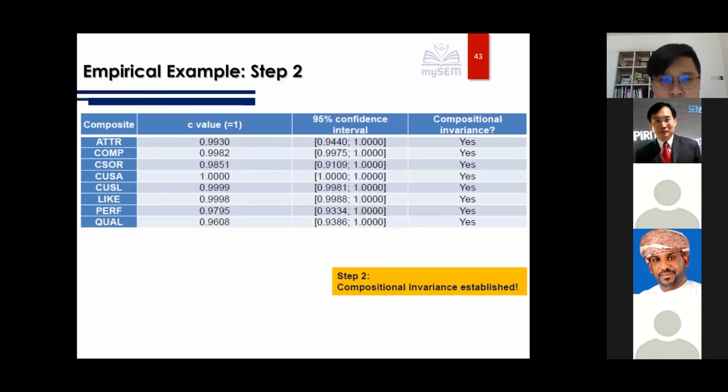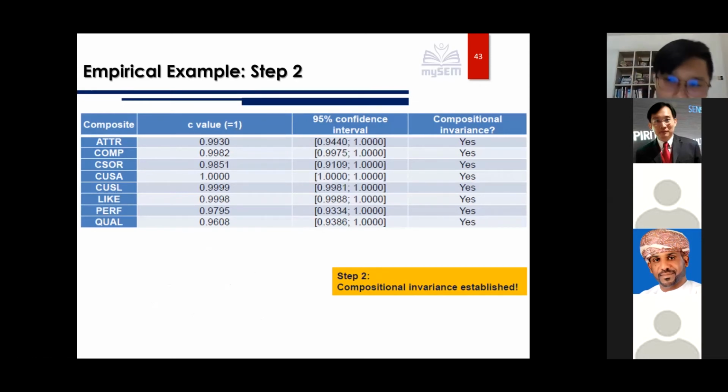And in step 2, we run the permutation test and check the correlation value. What we want is for the correlation value to be as close as possible to 1. If it is close to 1, or if it's not significant, meaning there's no difference between the correlations of the composite scores of group 1 and group 2, then we can compare them, and this is what we call compositional invariance established as partial invariance.